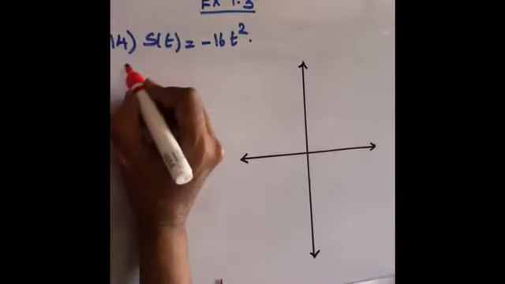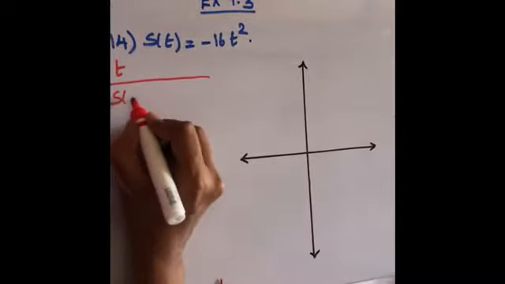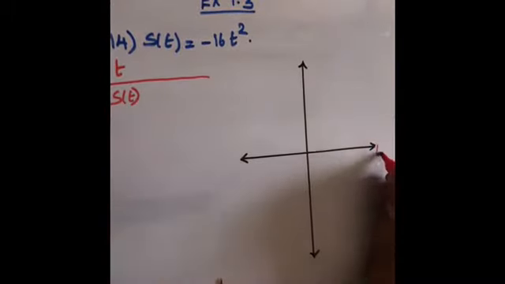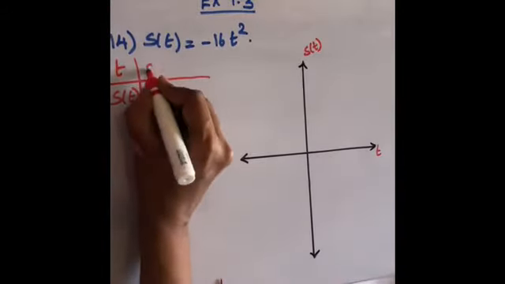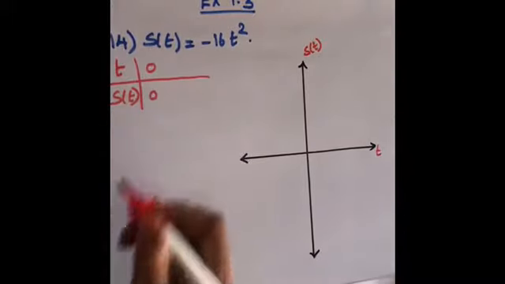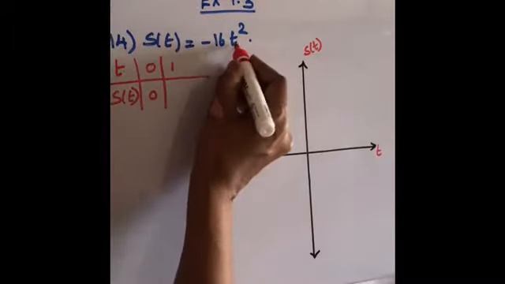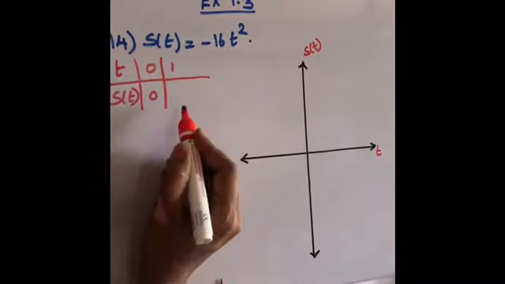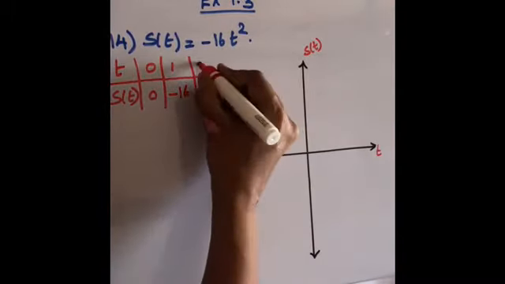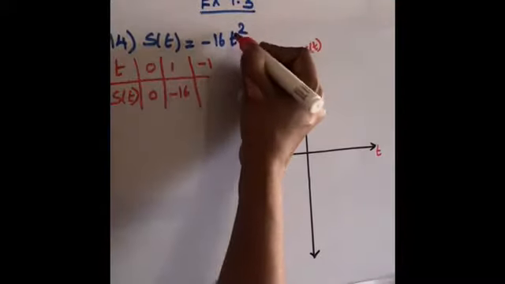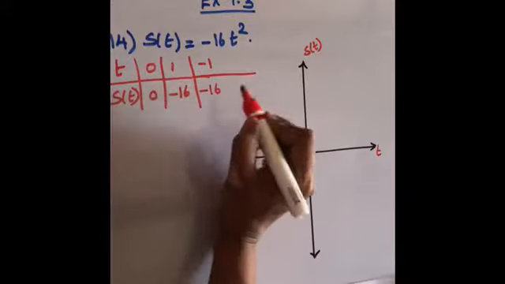So, I am going to substitute some values for t and find s of t, and this graph is between t and s of t. If I substitute 0 for t, then s of t is also 0. If I substitute 1, s of t will become minus 16. Similarly, if I substitute minus 1, it is also squared, so the minus will vanish and s of t is again minus 16.